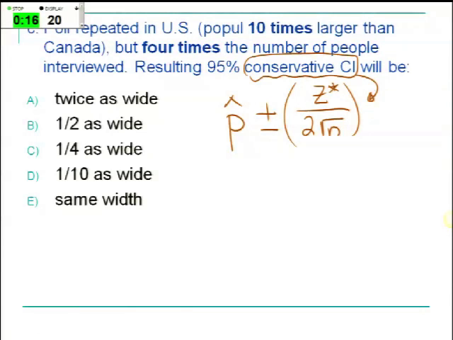And as a little bit of guidance, I have written out the formula one more time. That is for the confidence interval. The poll is going to be repeated in the United States. Bigger population, 10 times as big, roughly. And 4 times as many people will be interviewed in this particular study. So they're asking how the corresponding 95% confidence interval is going to be compared to the other one that was for the Canadian poll.